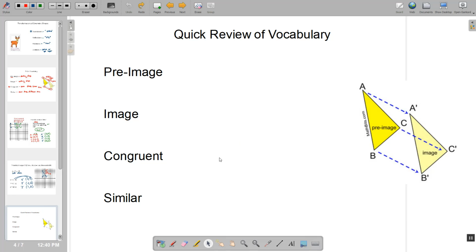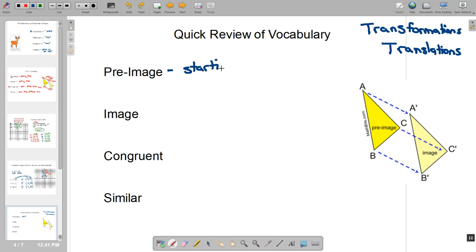Let's do a quick review of the vocabulary of translations, reminding ourselves that we are learning transformations in general, and transformations have 4 types of shapes. The first one that we are learning is called translations or slides. For our first object, we have the pre-image, and that is our starting shape. Whatever we are given right away, that's what we're starting with. In this case, the ABC triangle is our pre-image.